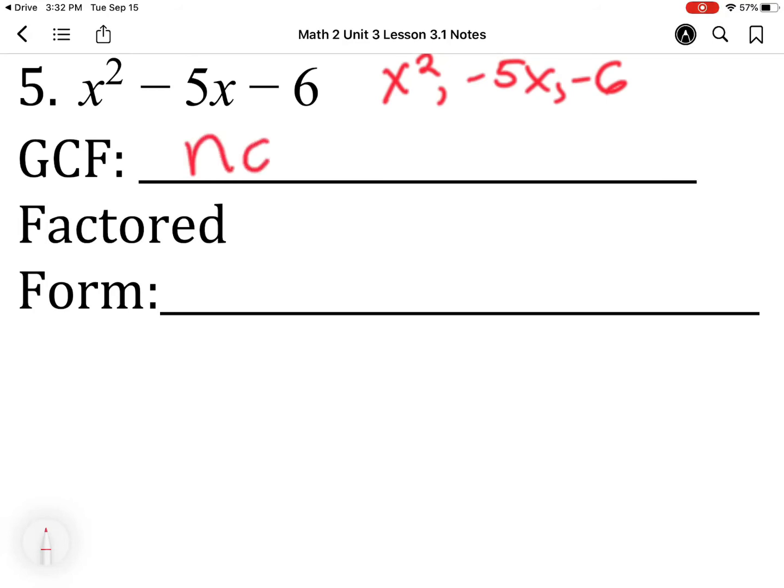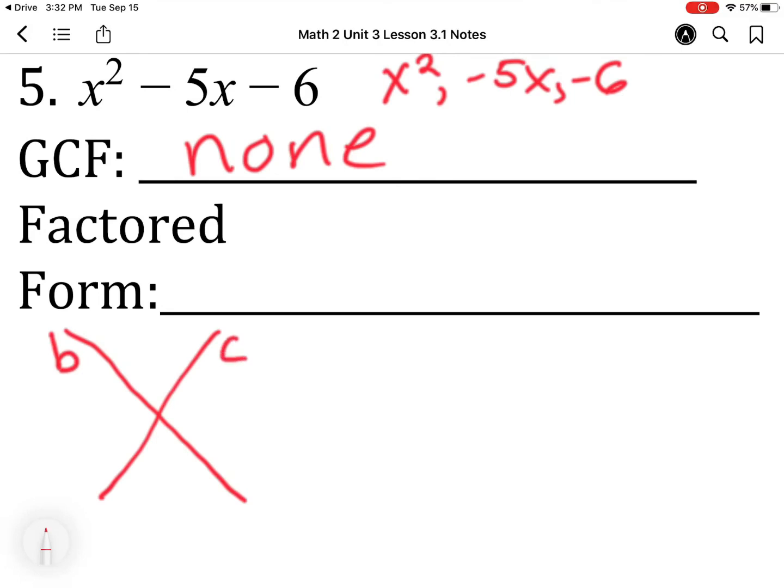No, we do not have any GCF. So we're going to create our big X method. Our B is going to come over here on the left. Our C is going to go on the right. So we got negative 6 and negative 5.